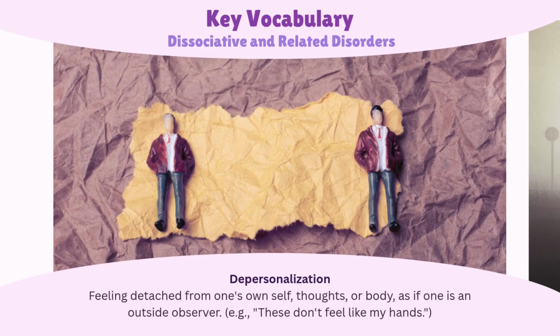First, let us start with the two core forms of mental separation, the first of which is depersonalization. This is the experience of detachment from oneself, thoughts, or body, as if one is an outside observer. For example, a student might look down at their hands while typing and think, "These don't feel like my hands. I feel like I'm watching myself from the ceiling."